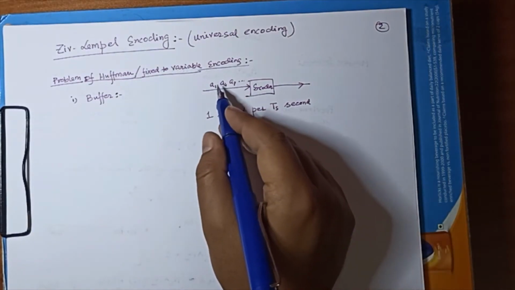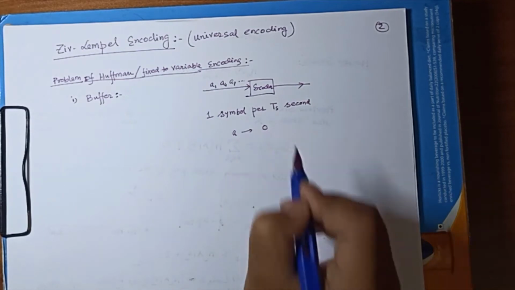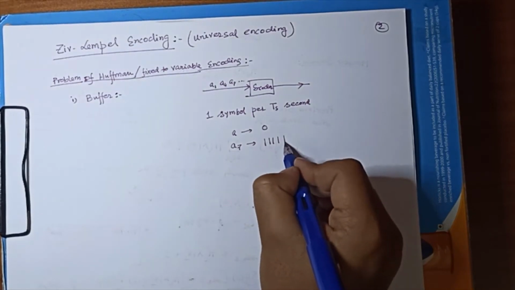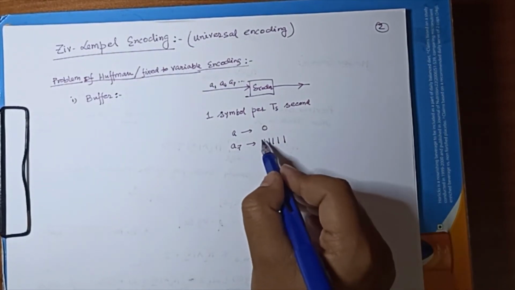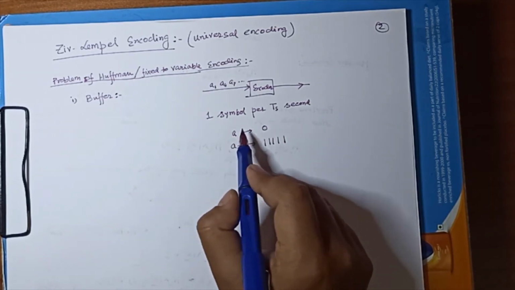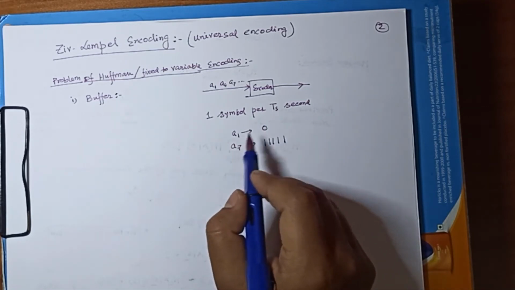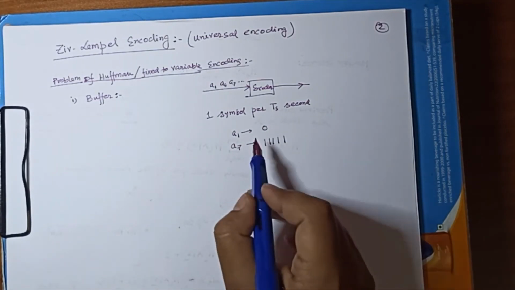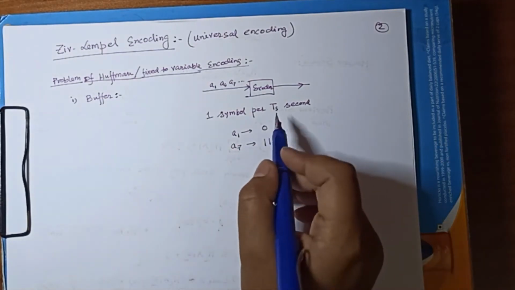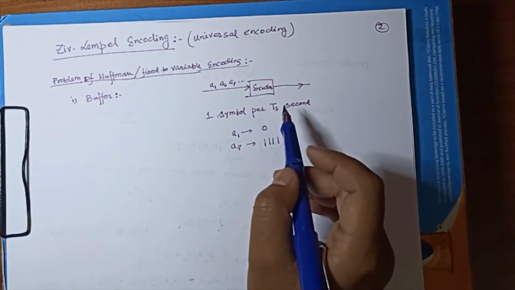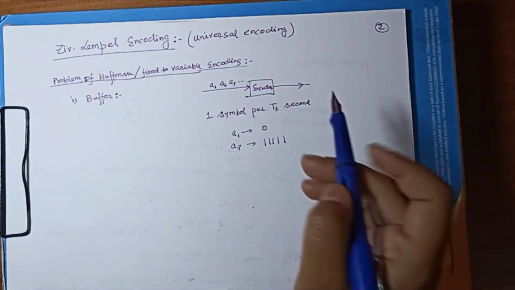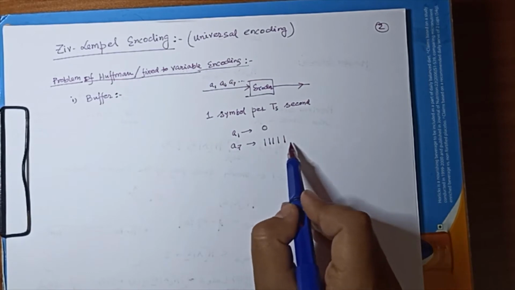However, the problem is, suppose A1 is mapped to 0 and A7 is mapped to say 11111. So here you are generating 1 bit, here you are generating 5 bits. It is fine, because you are expecting that A1 will occur much more likely, with high probability, and A7 with very low probability. So on the average the length is minimized. That is fine. But in this encoder, since you are emitting the bits at a fixed rate, you should have some buffer which will store all the other bits.